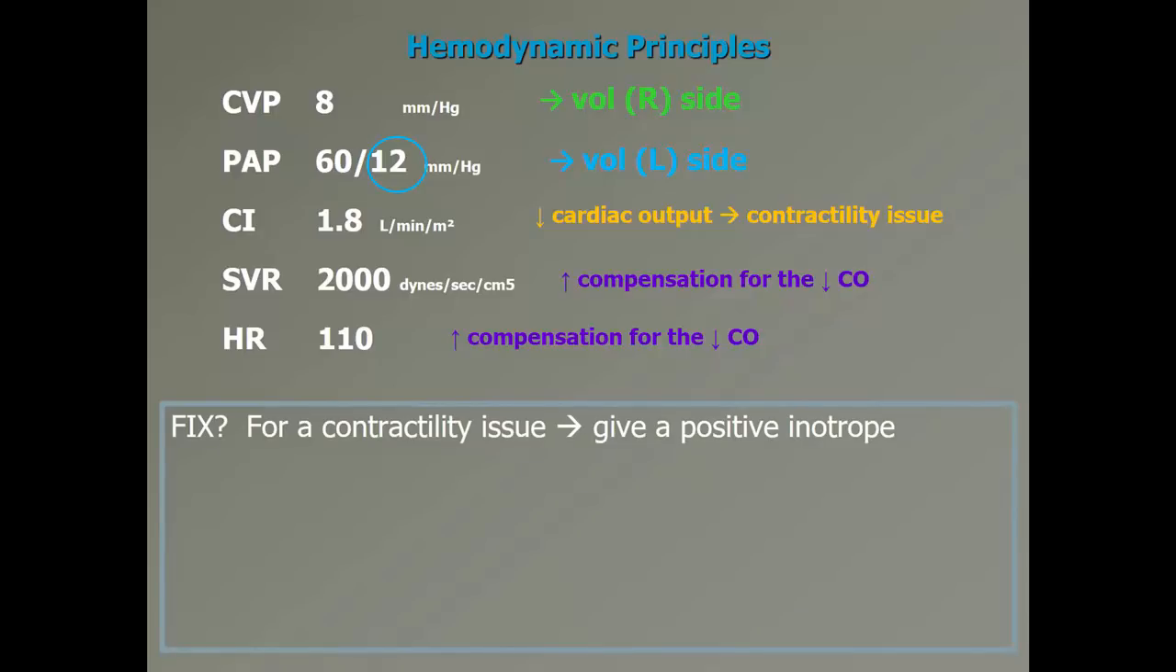Well, what's the fix for this? Well, it's a contractility issue. So for a contractility issue, we need to give a positive inotrope. If you look on the sheet that has the listing of all of the positive inotropes, you'll note that there's quite a few options to choose from.